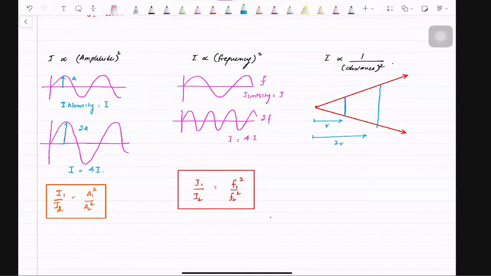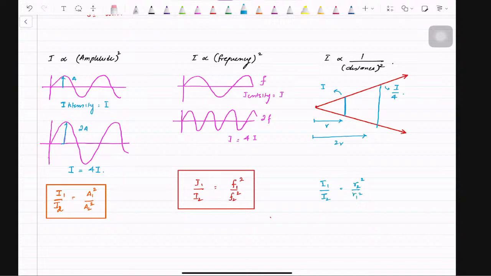So at this point, if the intensity is I, then at this point it will be I by 4. The reason is that they are inversely proportional to the square of distance. Is that clear? Yes. So now if I want to create a formula, it would be I1 over I2 will be R2 square over R1 square.